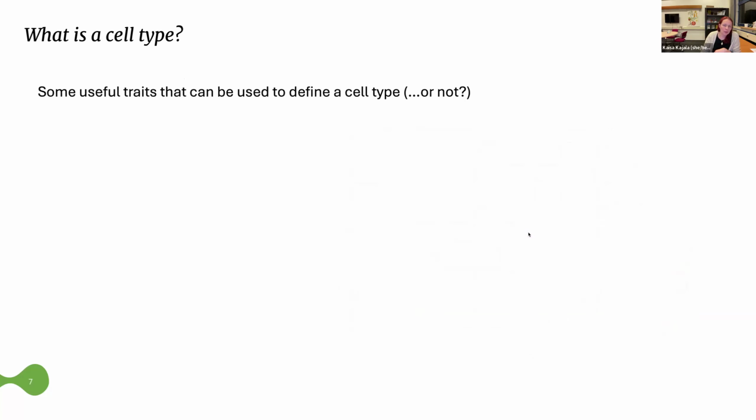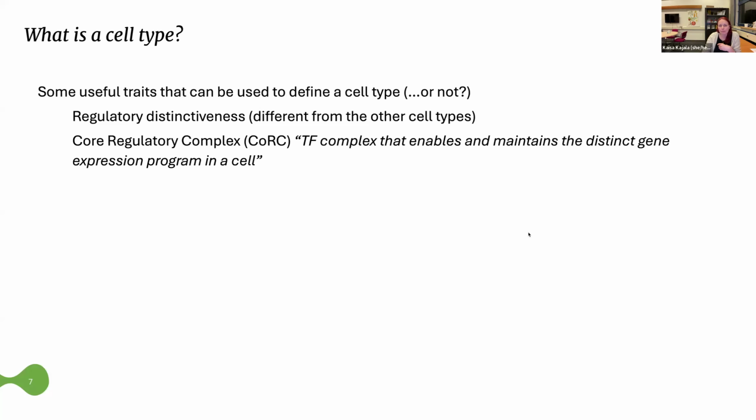Okay, so then this transcriptional phenotype or the marker genes, they come from regulation, like what regulatory complexes or networks are present in a specific cell type. So to be a cell type, though, I think it's important to have regulatory distinctiveness. So that cell type has its own regulatory program that is different from the other cell types.